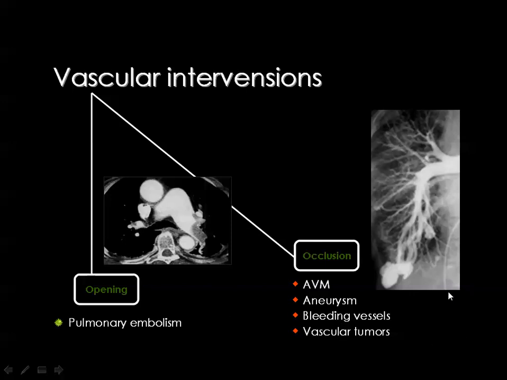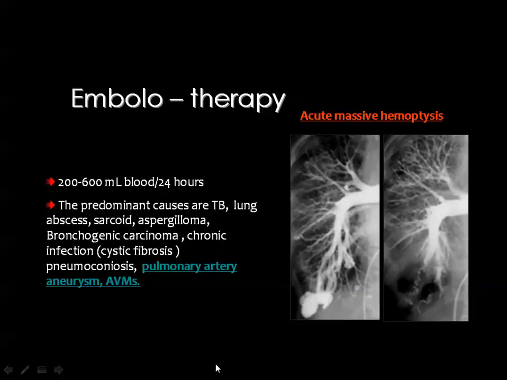Then the second technique is commonly done, which entails occlusion of any of these structures: occlusion of arteriovenous malformation or aneurysm or bleeding vessels or vascular tumors before surgical resection. And in embolotherapy, we use this technique to occlude pulmonary arteriovenous malformation or pulmonary artery aneurysm, for example.